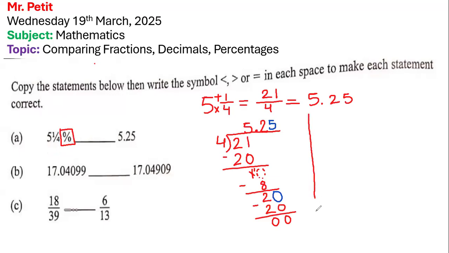So therefore, we have to figure out what 5.25% is. What does percent mean? So what is 5 over 100? Very good. 5.25% means 5.25 over 100.